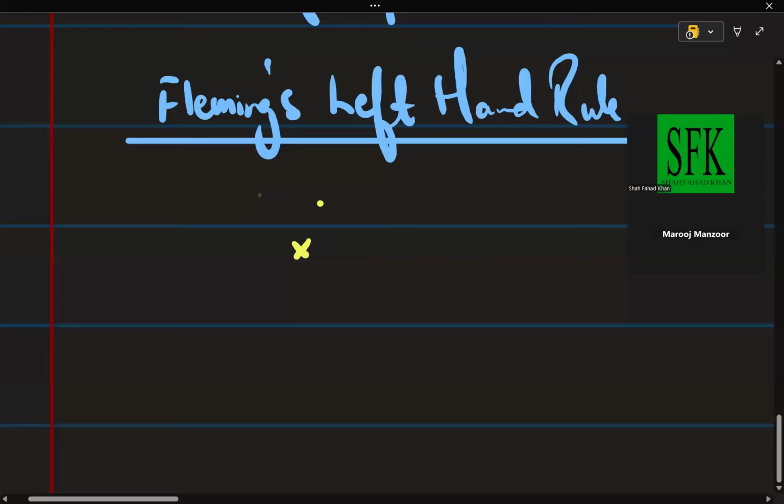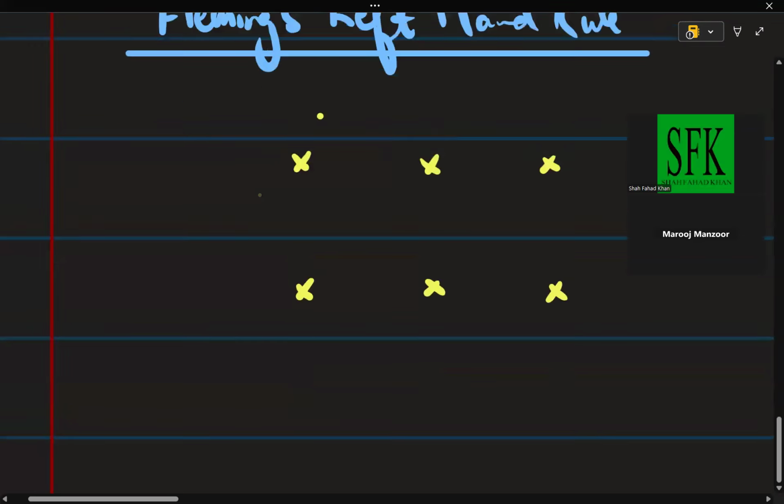What does X represent in physics? A field that is going away from you. X in physics means it's going away from you, okay? Understood? Yes, sir. So that means the field lines are going into the plane. Now, this is a magnetic field going into the plane of the paper.